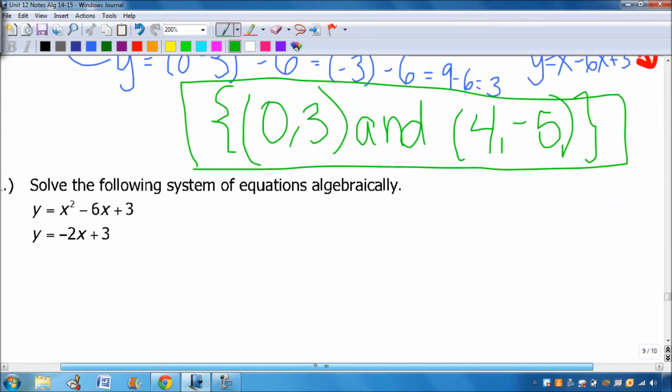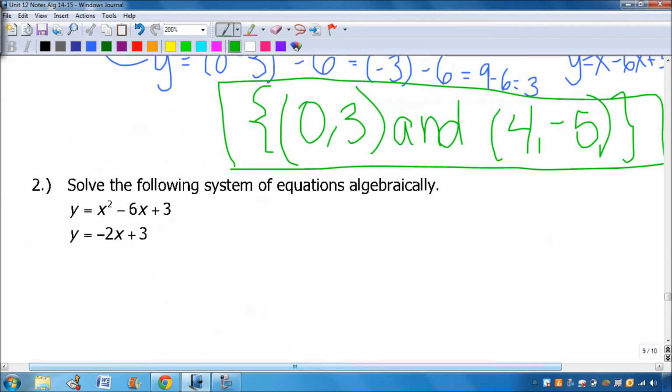All right, so let's take a look at question number 2. It says, solve the following system of equations algebraically, and it's the exact same question as we had in number 1. So our answers should be the same. But how do we do this algebraically? How do we solve this on paper? By the way, the only ones that I'll ever ask you to solve algebraically are systems of quadratic and linear functions or 2 linear functions, okay?